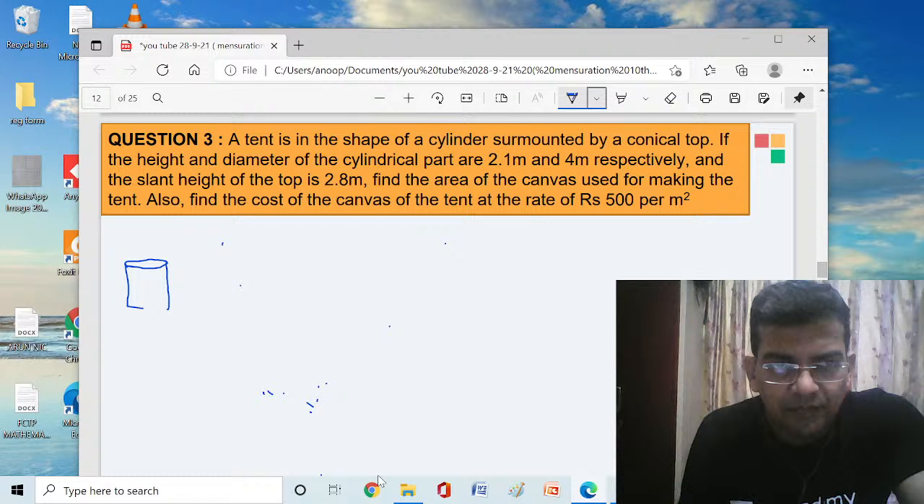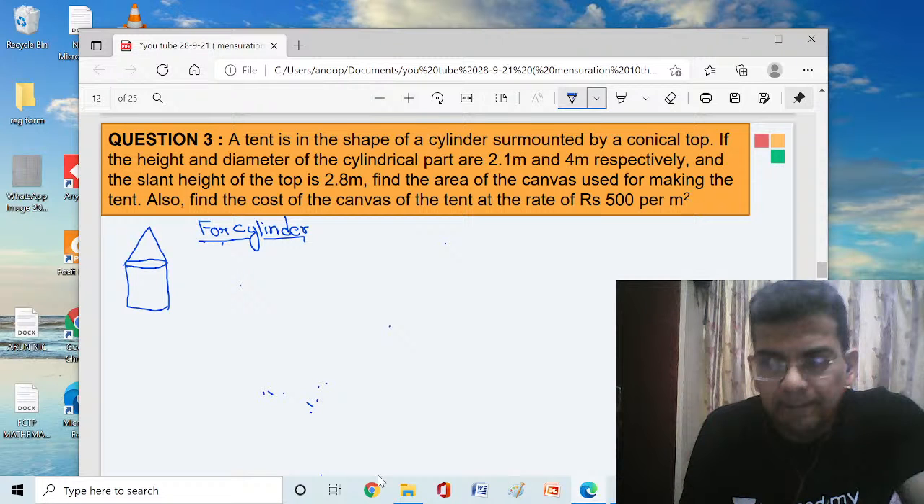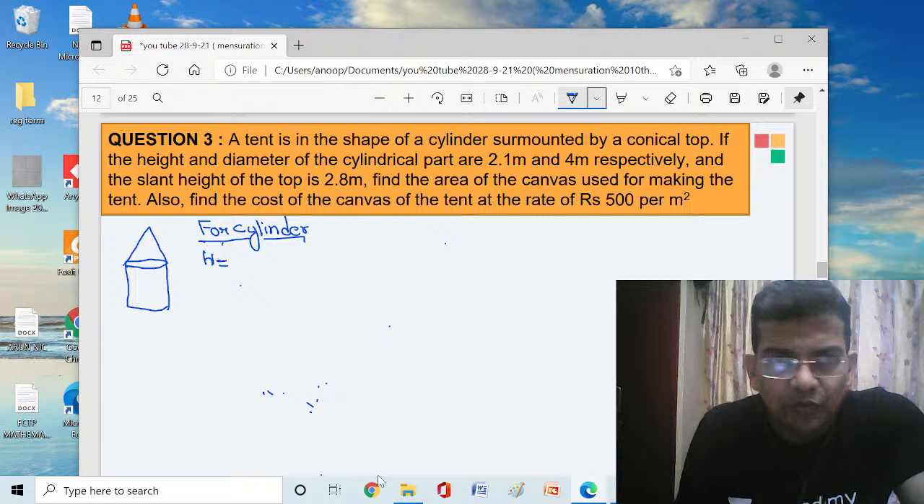The height and the diameter of the cylindrical portion. Now this is the cylindrical portion. So they are giving for cylinder what is known to us. They are saying for the cylinder, height is given. So height of the cylinder is given. Let it be capital H, 2.1. And the diameter is given 4. So as the diameter is given, so I can get the radius. So radius will be 2 centimeter.